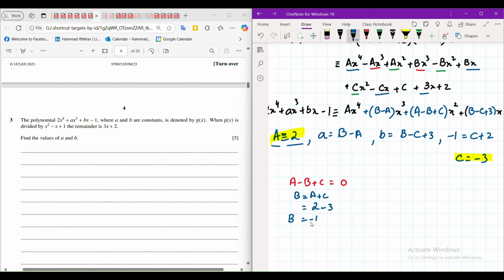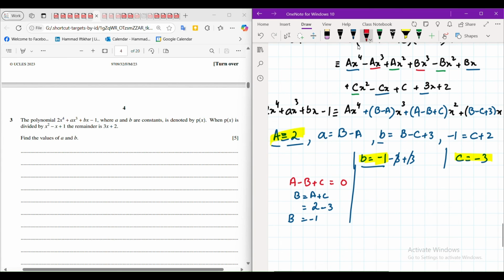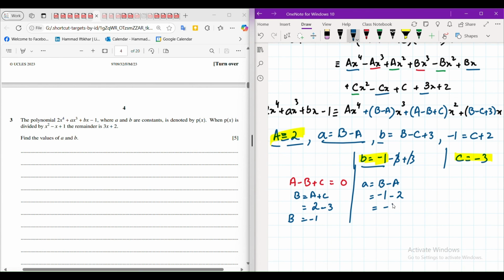Now that we know capital B, we can find small b also. So small b is equal to -1 - (-3) + 3. Now we need to find out the small a. So a is equal to B - A. Capital B is negative 1, A is 2, so that is negative 3.